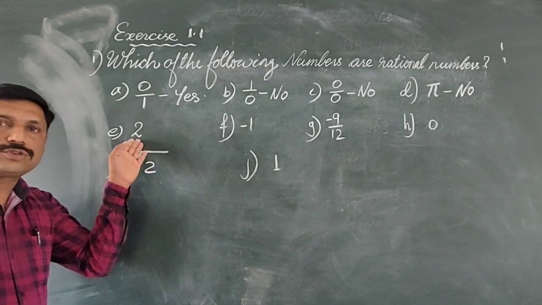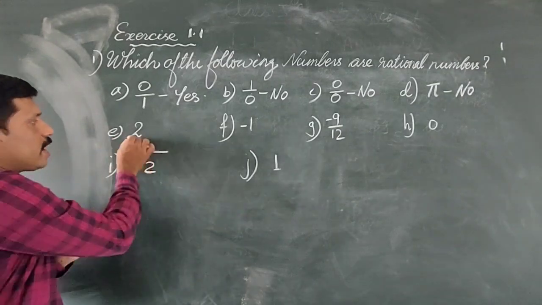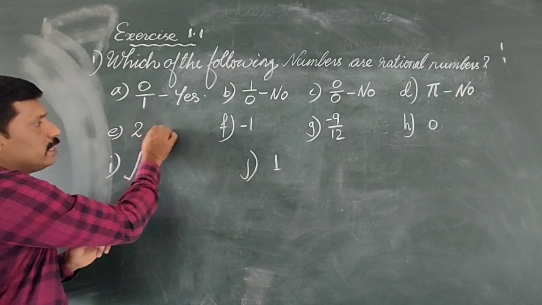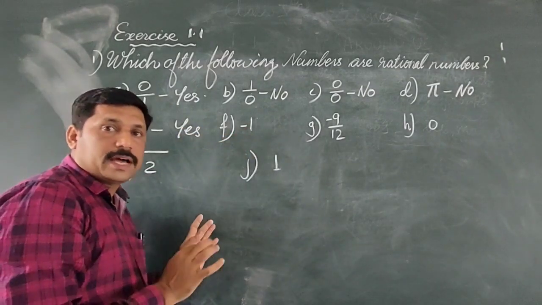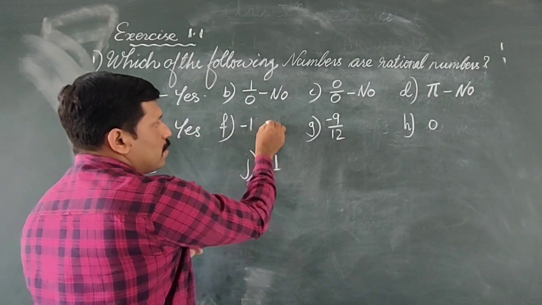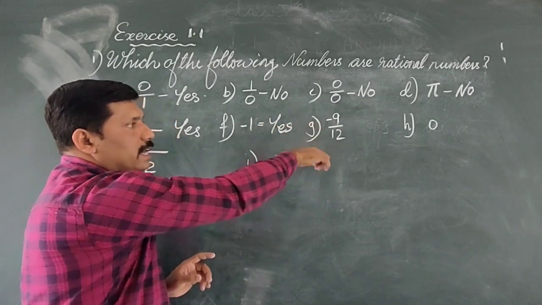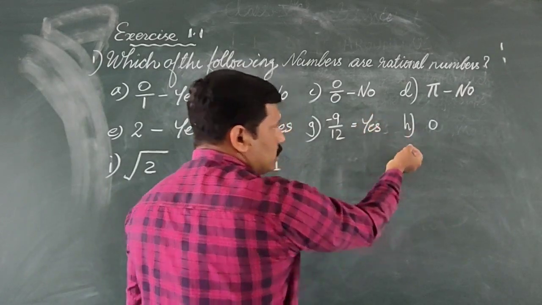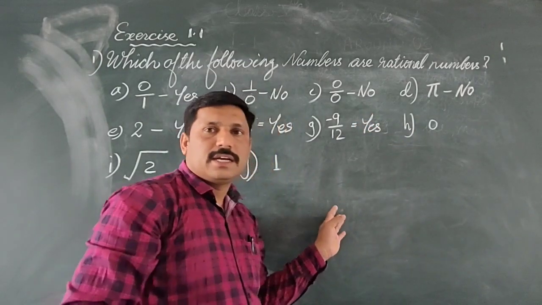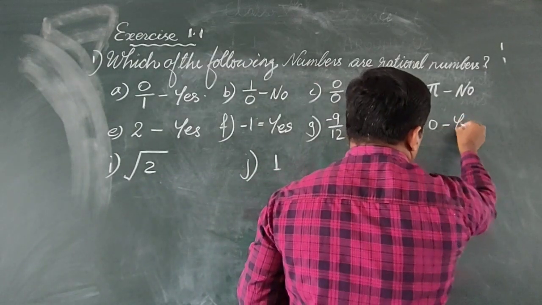And the next question, question E, 2. 2 is a natural number. You have studied the property that all natural numbers are rational because we can write 2 in the form of 2 upon 1. Therefore, it is also a rational number. And negative 1 also we can express in the form of negative 1 upon 1. Therefore, it is also yes. And next, negative 9 upon 12. Okay, this is also yes. And 0, we can represent as a rational number, 0 upon 1. Therefore, this is also a rational number.